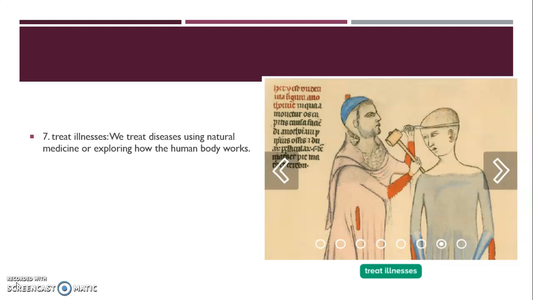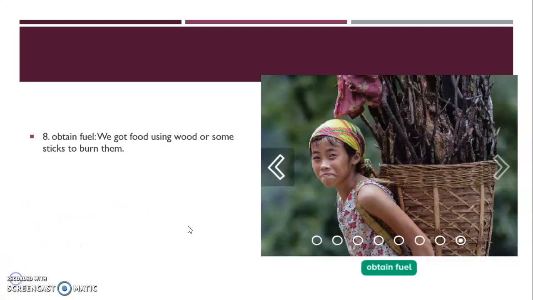And the last one. Obtain fuel. We got fuel using wood or some sticks to burn them. Let me know your answers about what happens nowadays and what will happen in the future.